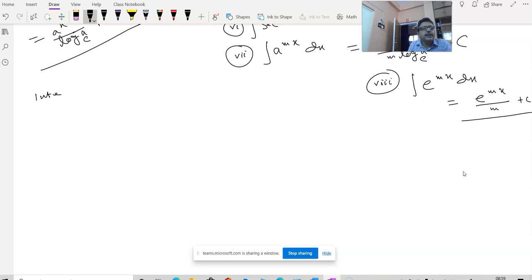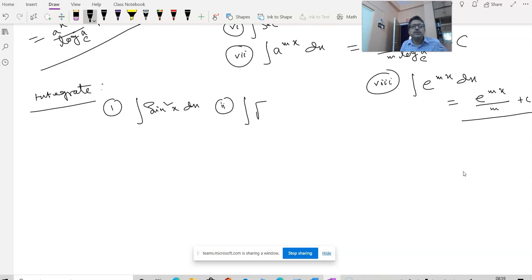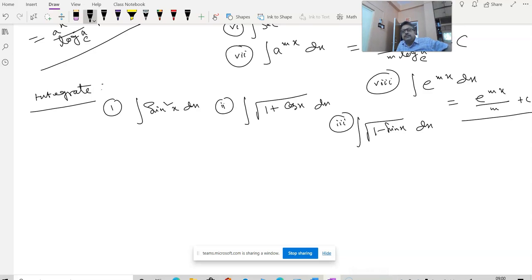Just integrate, let me write number 1, say sin square x dx, or suppose root 1 plus cos x dx is there, root 1 minus sin x dx is there. Let us apply in solving these sums.